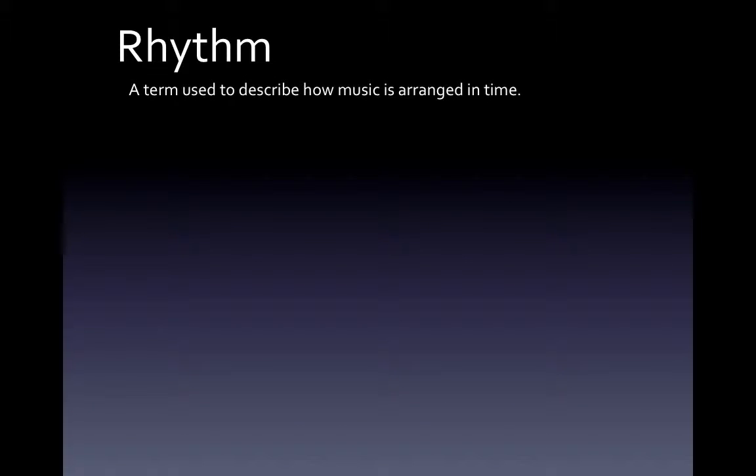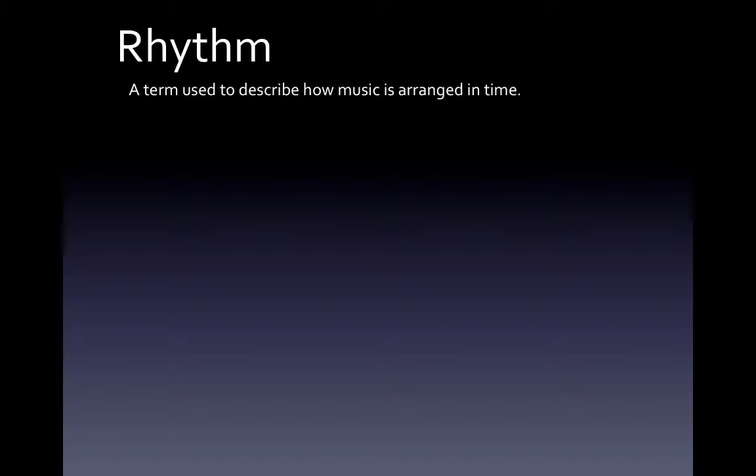Here are some definitions for terms related to rhythm. Rhythm is spelled R-H-Y-T-H-M. And when we talk about rhythm, we're talking in kind of general terms. Rhythm is a term used to describe how music is arranged in time.